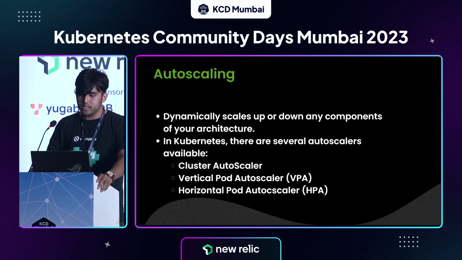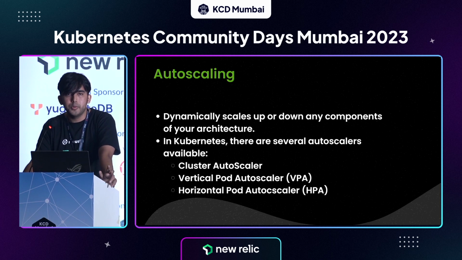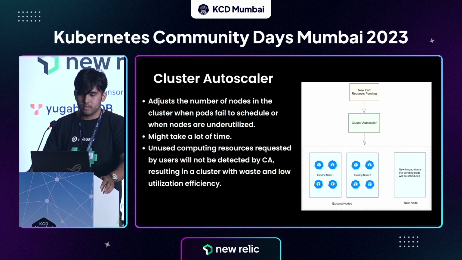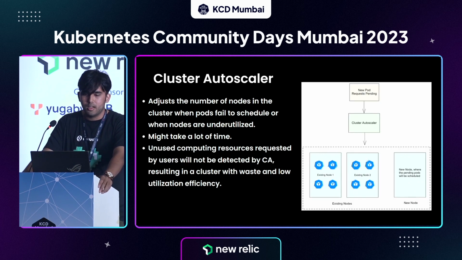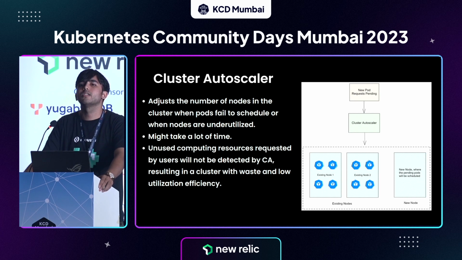In Kubernetes, there are several autoscalers available. The first one is cluster autoscaler, then vertical pod autoscaler, and horizontal pod autoscaler. HPA is the one that I'm going to be more focused on because I think it is the most powerful one. I'll quickly go through all types of autoscalers. Cluster autoscaler basically scales the number of nodes.